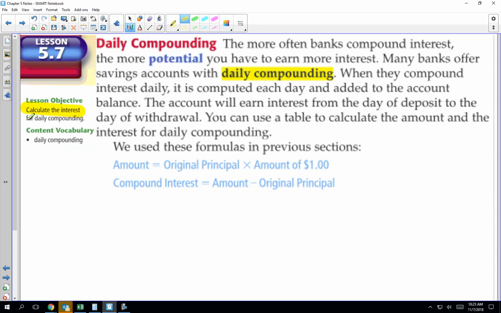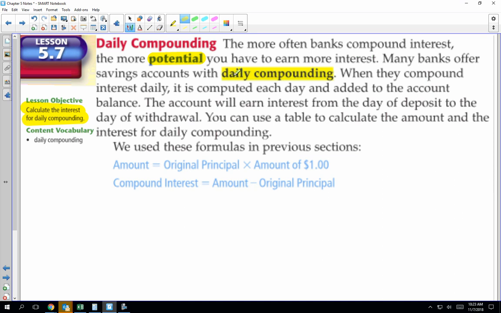If you can get an account that'll compound interest for you daily, you have a good account because you are making money every day versus making money every period or every quarter or semi-yearly. If you can get it to compound every day, that is great. So with daily compounding, the more often banks compound interest, the more potential you have to earn more interest.